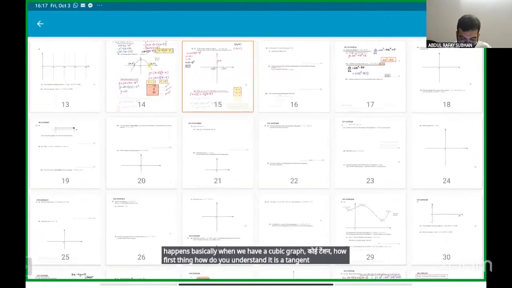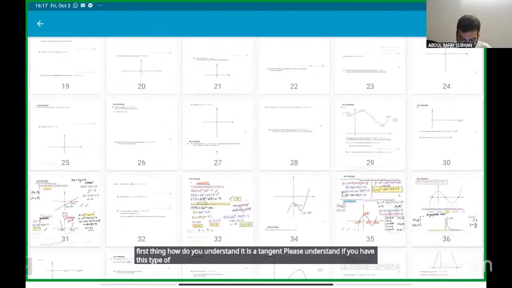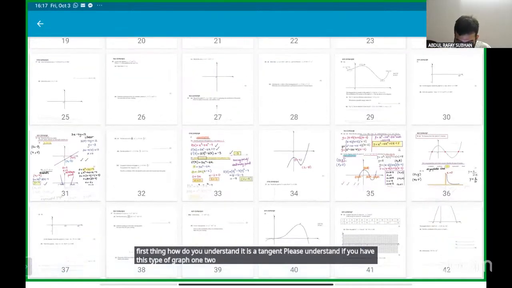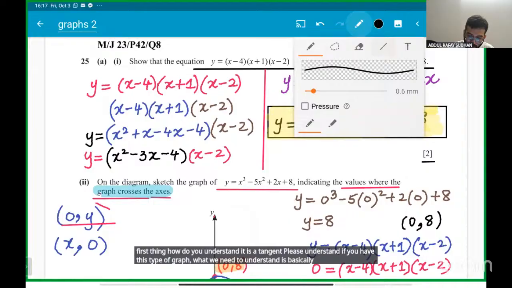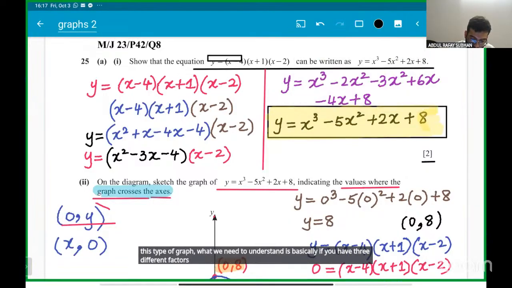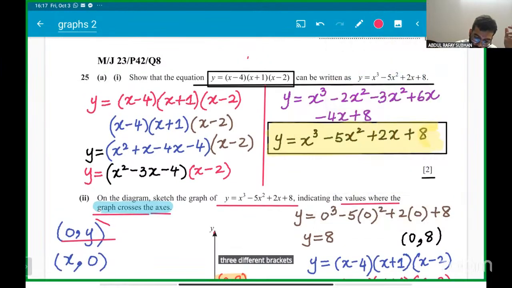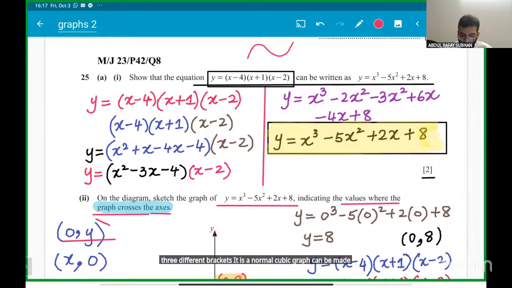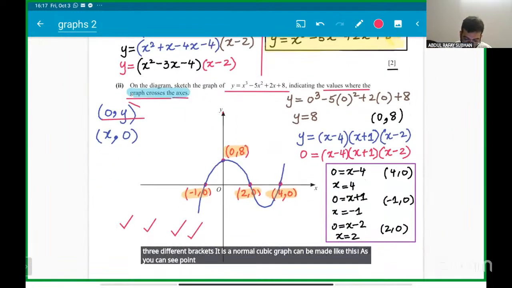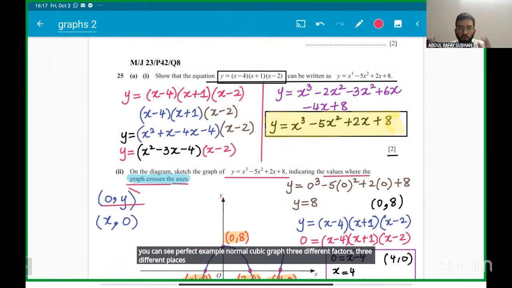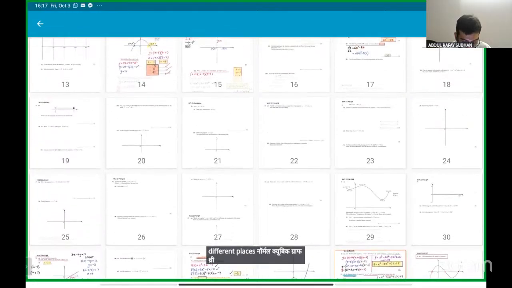Please understand, if you have three different factors, if you have three different brackets, that's a normal graph. A normal cubic graph can be made like this. As you can see, perfect example. Normal cubic graph, three different factors, three different places it will be cutting.